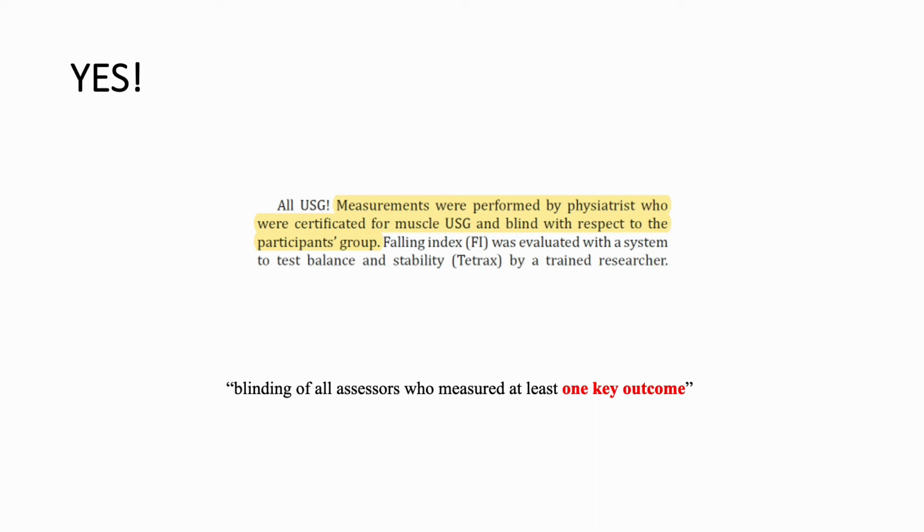It doesn't necessarily say whether that person was blinded or not, and there was a self-report questionnaire, at least one of them being the Beck Depression Scale, and so because the participants weren't blinded in this study, they were not blinded for that outcome. But remember, it's only one key outcome that will meet this criterion. So because they had the ultrasound measurements by the physiatrist who was blinded, this does meet the criterion of blinding of raters.